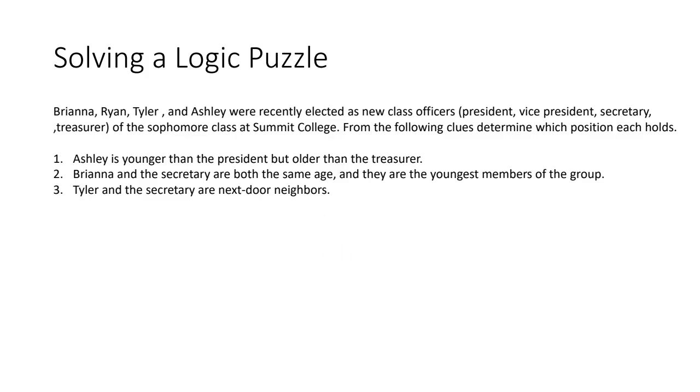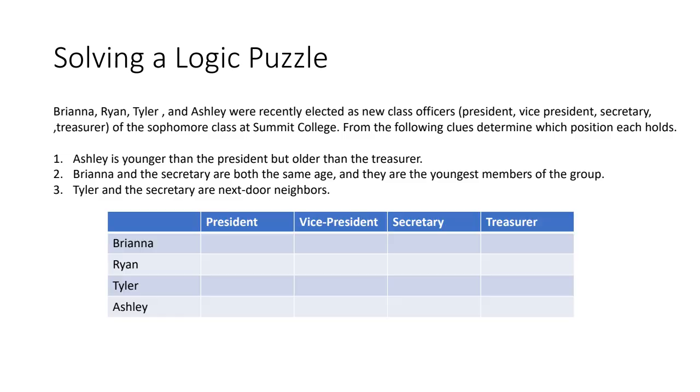Okay, so one of the strategies you can use here is to make a table. So we have a president, a vice president, a secretary, and a treasurer. And then there's 4 people. So Brianna, Ryan, Tyler, and Ashley.